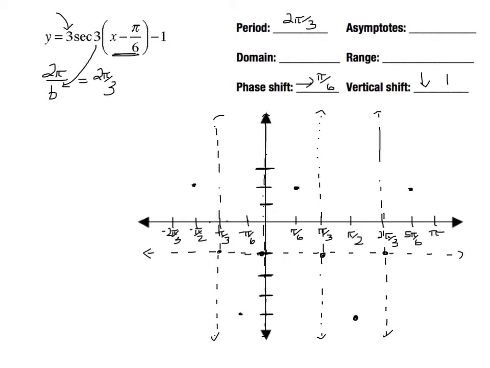And then what I do is I go to the peaks and valleys and I draw in my hats. I'm going to have a hat up here, or half a hat. Here a hat down. Here a hat up. Here a hat down. And here a hat up. And you should see that I have 2 full periods of the graph done.